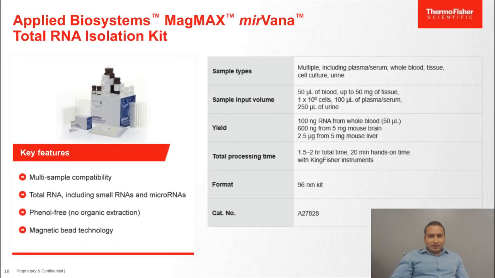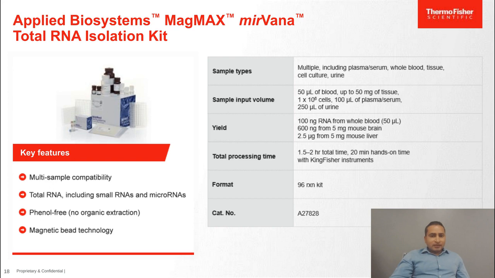Let me begin by introducing our MagMAX mirVana total RNA isolation kit. The kit uses magnetic bead-based technology and is designed for the isolation of total RNA, including small RNAs such as microRNAs, from a wide variety of sample types. The kit is optimized for use with multiple sample types, which could be serum, plasma, whole blood, tissue, cell culture, and urine. In other words, there is no need to order special kits for each of the sample types. So one kit for the most diverse set of samples.